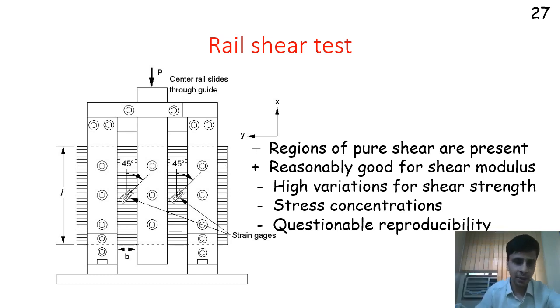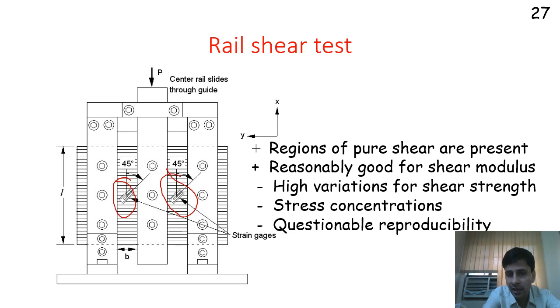So you can expect to get pure shear in this region, where if you put a strain gauge, you can calculate the modulus and the failure stress. So the positive thing is there are regions of pure shear, which is nice. If I put the strain gauge, I can get the shear modulus accurately. So this is a good method to calculate the shear modulus.